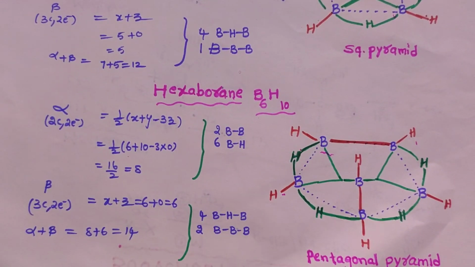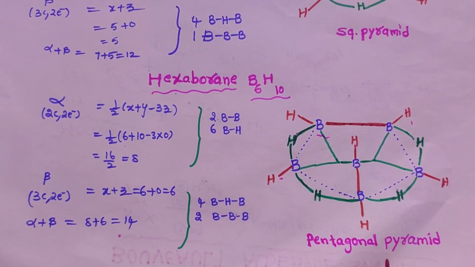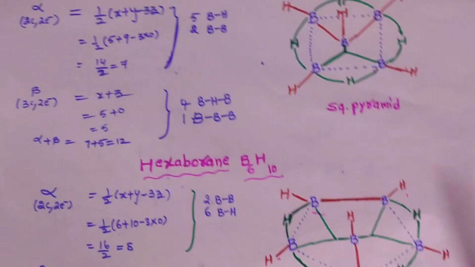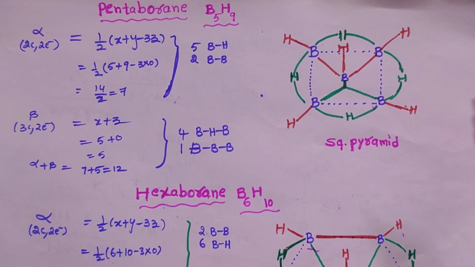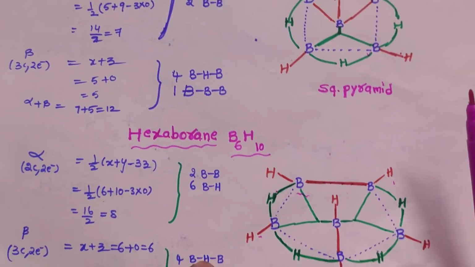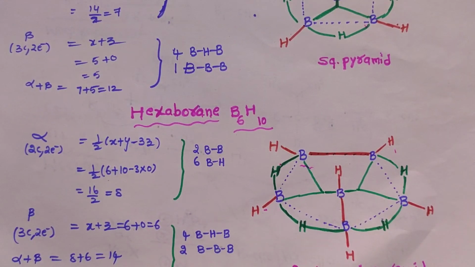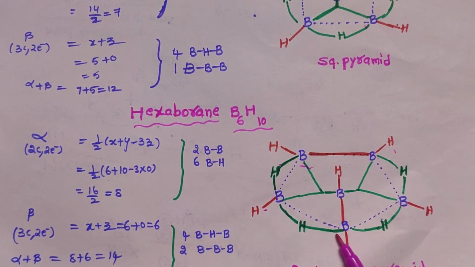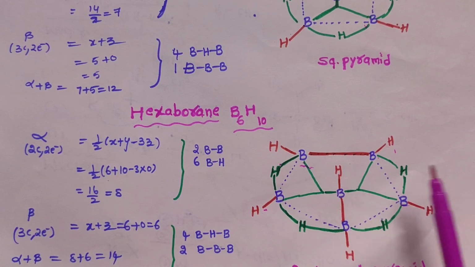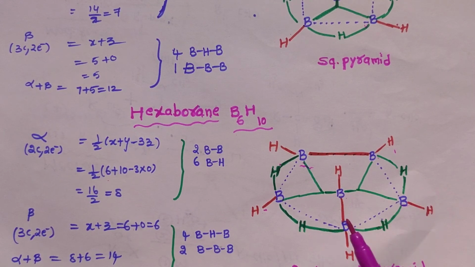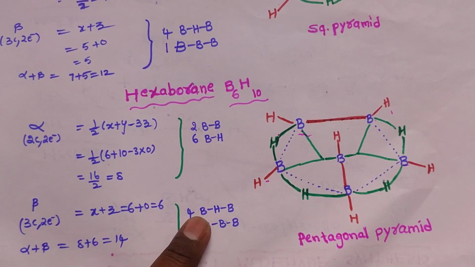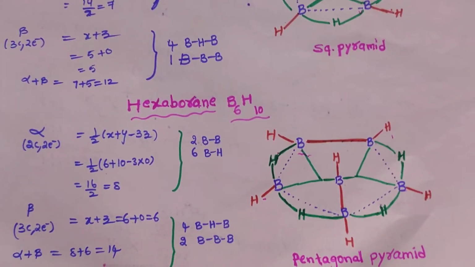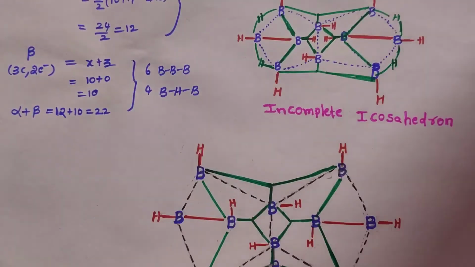And the structure of the hexaboron here is called the pentagonal pyramid structure. Here this is square pyramid. Look here, pentaboron 9 is having a square pyramid, whereas the hexaboron is having the pentagonal pyramid. In the pentagonal pyramid structure, 5 boron atoms lie in one plane, and the 6th boron atom lies above the plane. So that's why we call it the pentagonal pyramidal structure.